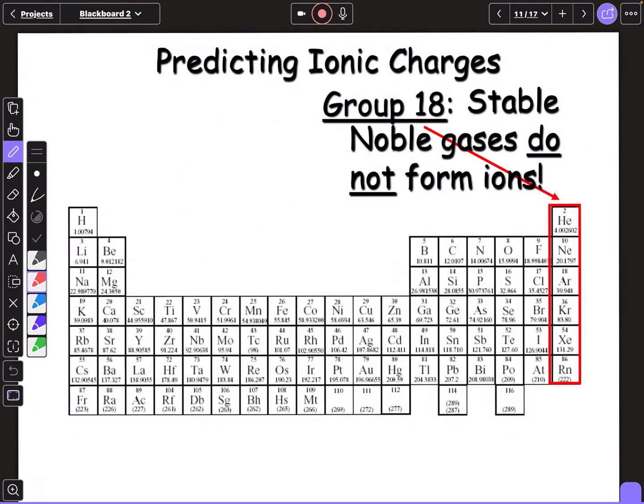Okay, group 18, they do not form ions. Their charge is 0. They do not react with other elements. You will never see neon with chlorine. If I ask you to name that, it would not be neon chloride or neon monochloride or anything like that. It does not exist.